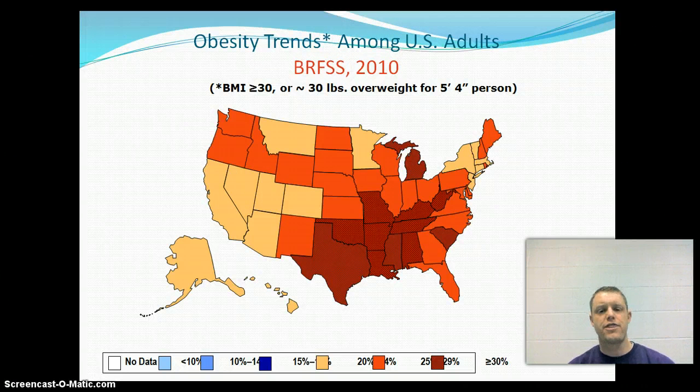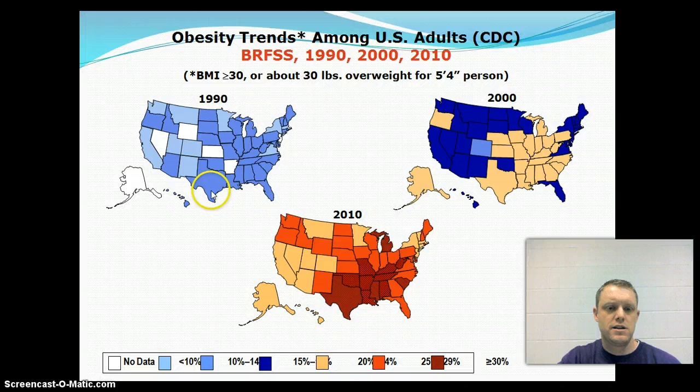And you're looking at 2010, 30% in 10 states. That means every 10 people, 3 of those people are obese. So our average went from 10 to 15% obese in 1990, to 20% in 2000, to 30% in 2010. So basically every 10 years we are increasing 10%. If we continue that trend, we will be a very obese nation very quickly.